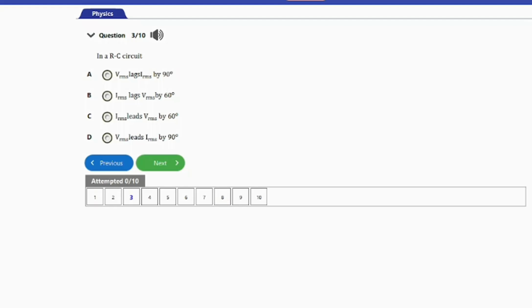Alright, so guys, the answer to this question is option D here. Root mean square voltage leads root mean square current by 90 degrees in an RC circuit, that's resistor capacitor circuit, and that's because of the phase shift that is caused by the capacitor in this circuit. And that's it for this question. So let's go ahead and consider the next question, guys.